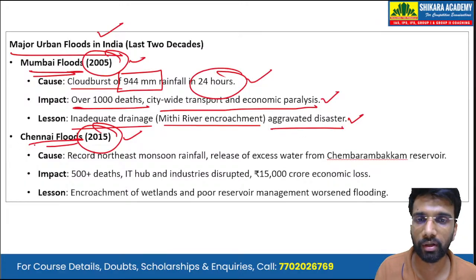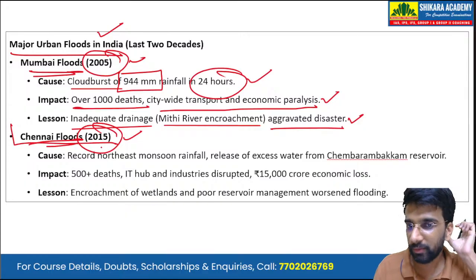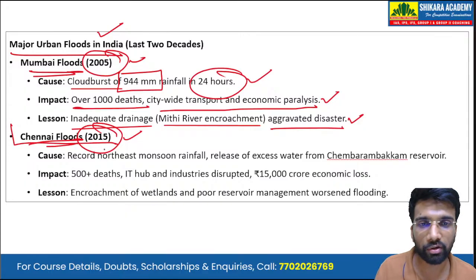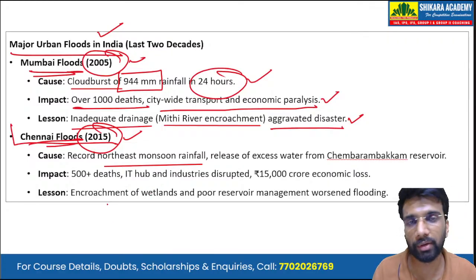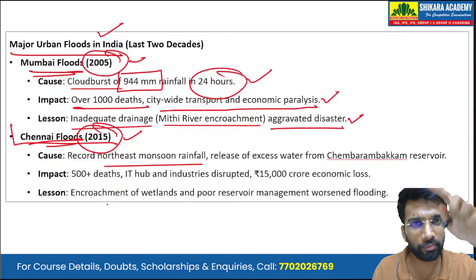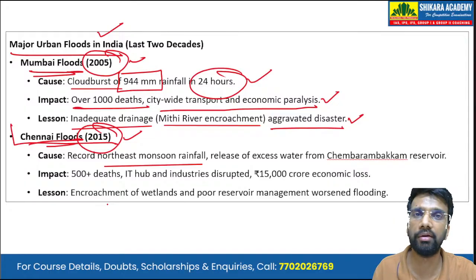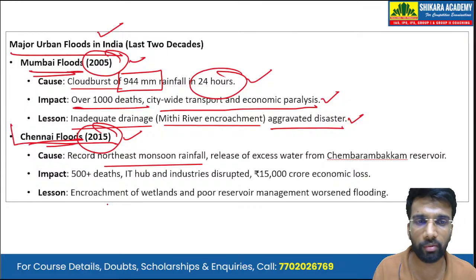Okay. The Chennai flood, similarly, the cause was record northeast monsoon rainfall. So, as you know, Chennai lies on the coast of Tamil Nadu, that receives rainfall from the receding northeast leg of monsoon, okay, in the month of October around.